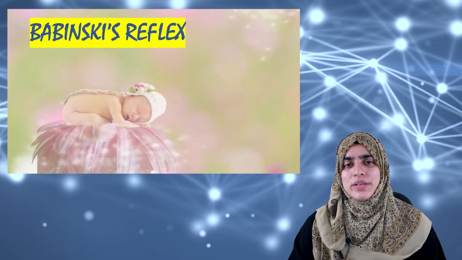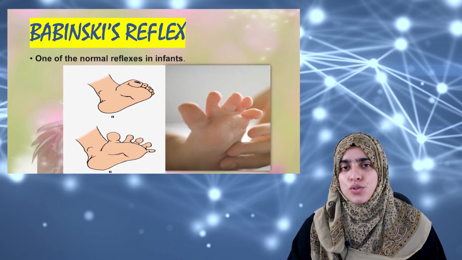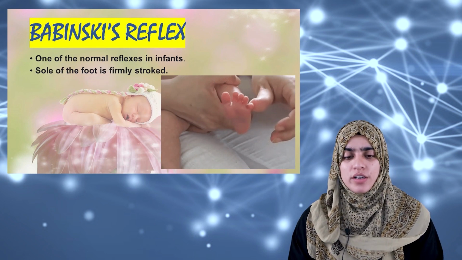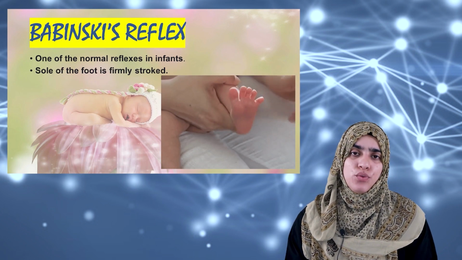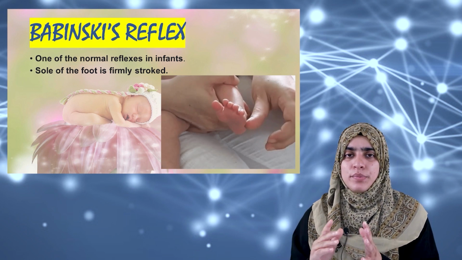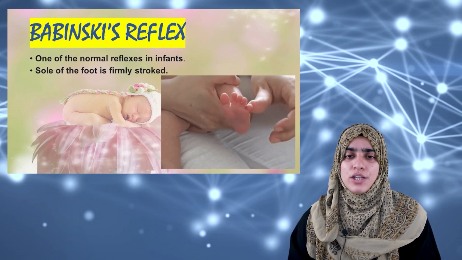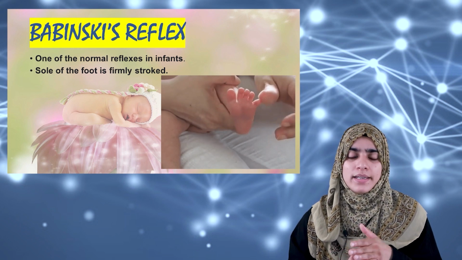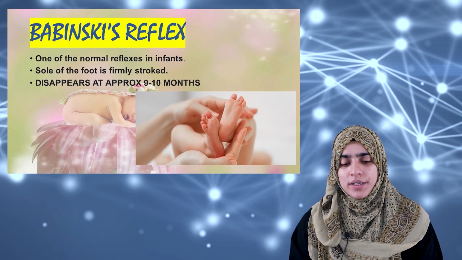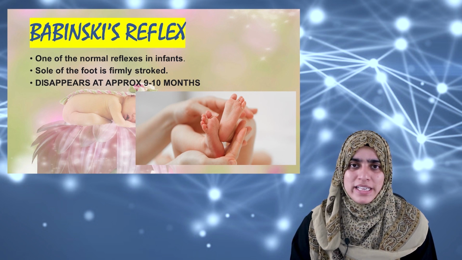Next, we are going to talk about Babinski's reflex. Babinski's reflex is the most common and normal reflex in infants. This reflex occurs after the sole of the baby's foot is firmly stroked, and the big toe of the baby's foot will move upward and forward toward the top surface of the foot. This is present at birth and will disappear at approximately 9 to 10 months of age.